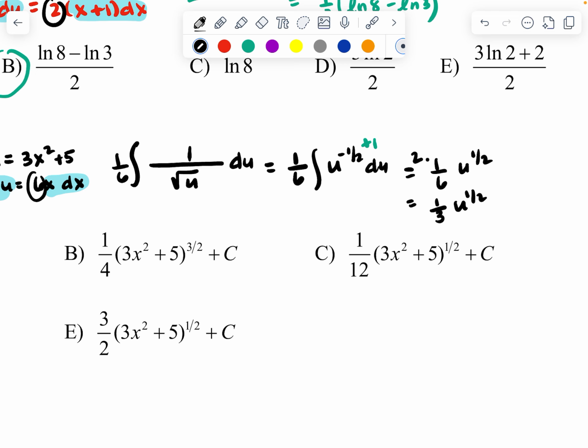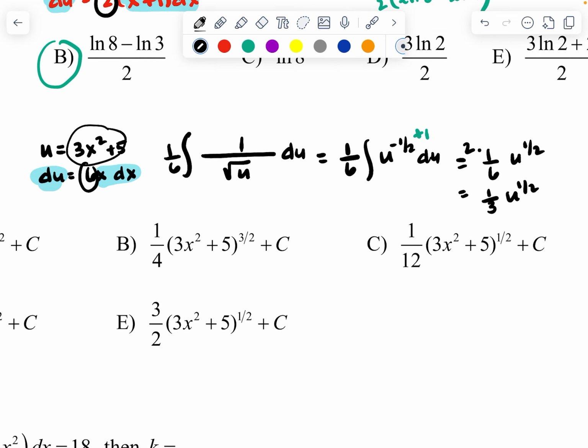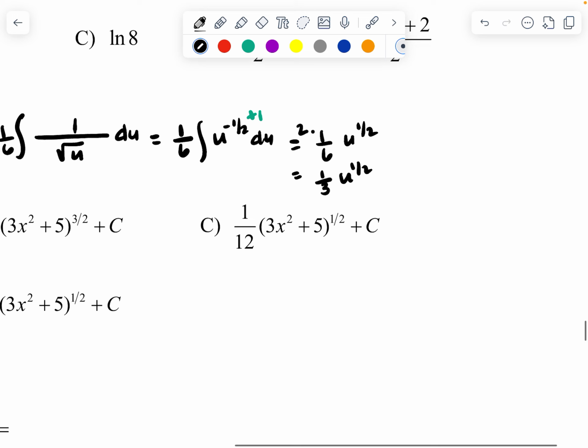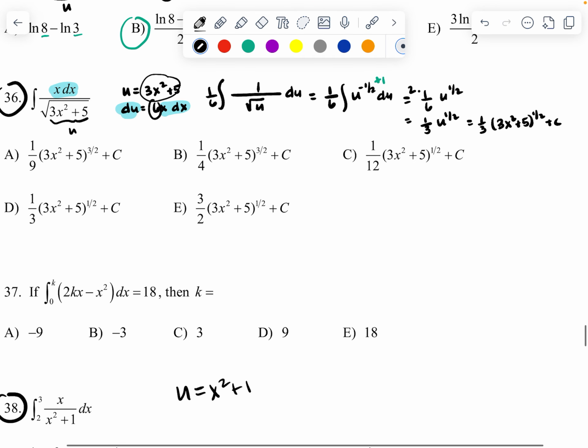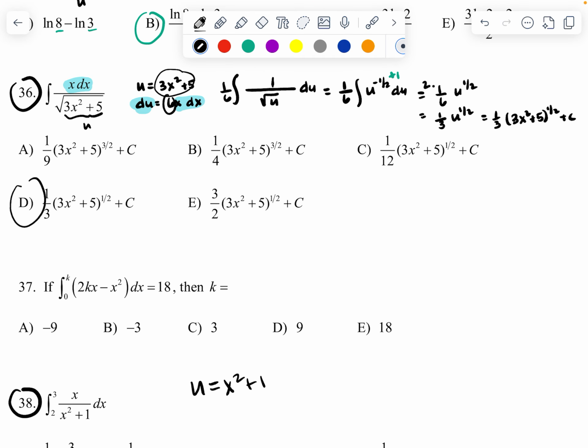And what was the u to begin with? The u was this 3x squared plus 5. So I can write this as 1/3 times 3x squared plus 5 to the 1/2 plus c. Okay, and that looks like the answer is 1/3 times 3x squared plus 5 to the 1/2 plus c. It looks like the answer is D.